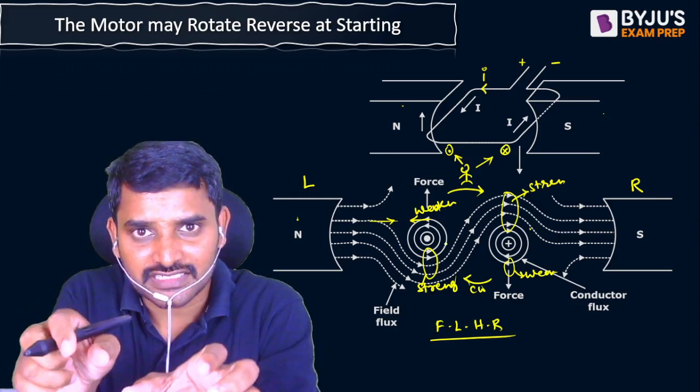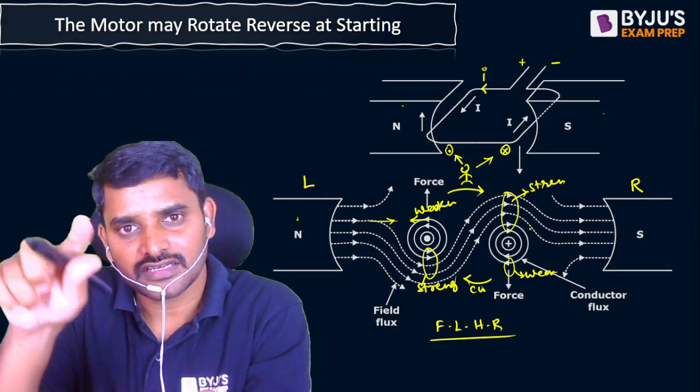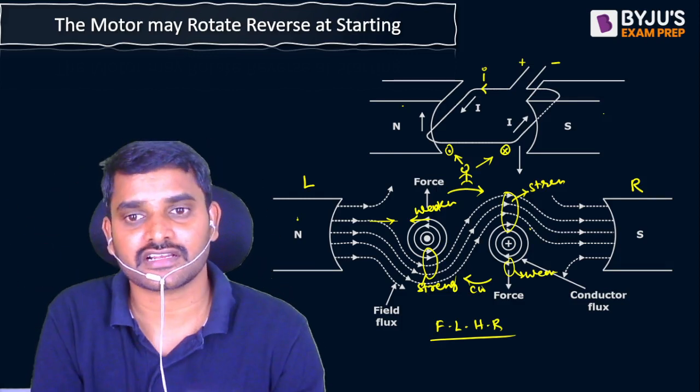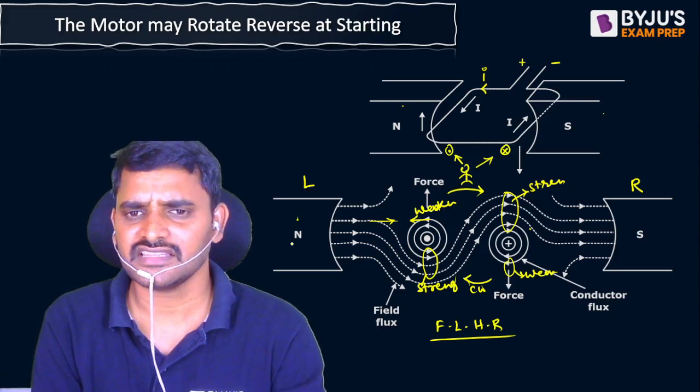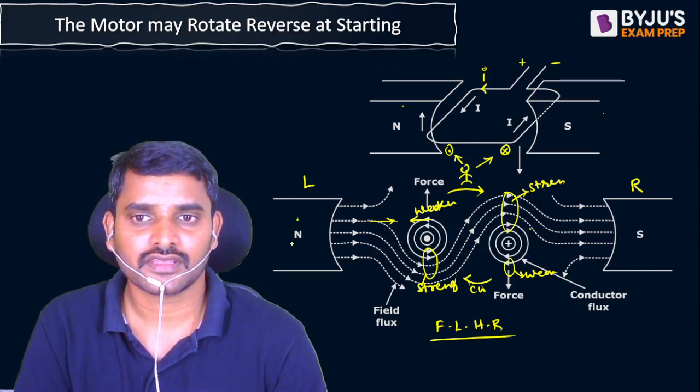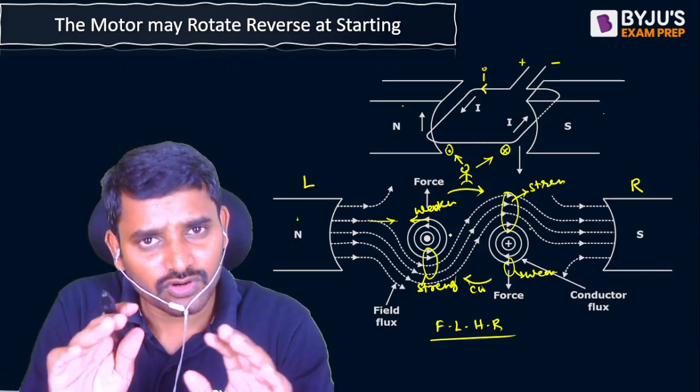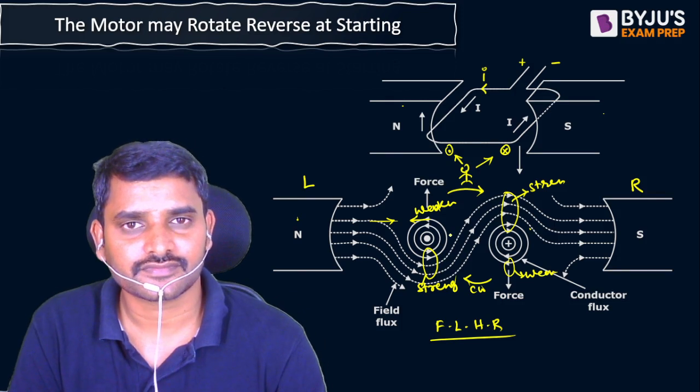If you fix the conductors with respect to an axis, then the conductors will rotate in the clockwise direction. This is how the motor rotates. Every time you switch on, it has to rotate in the clockwise direction only.